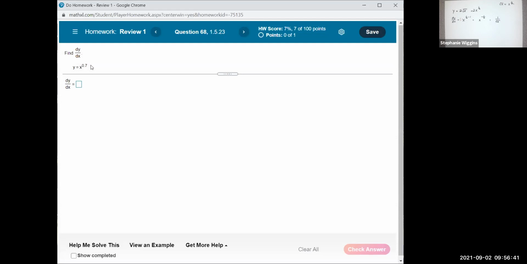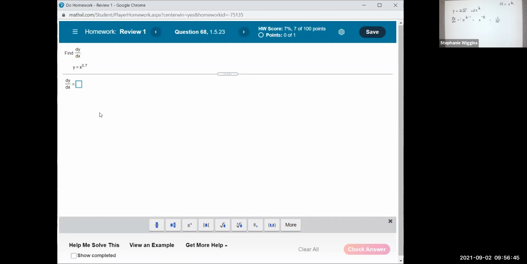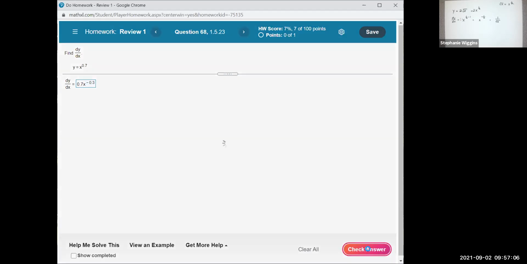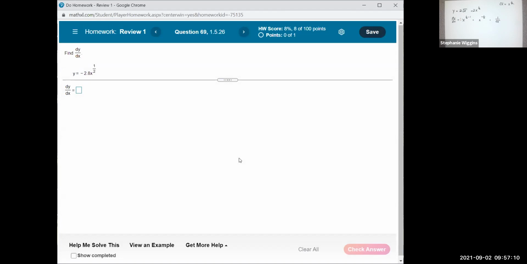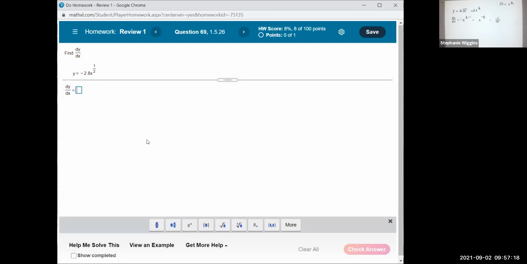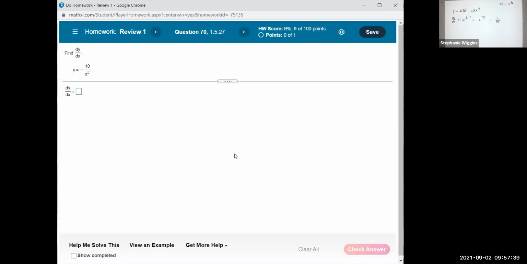And decimals are okay. You just take the decimal out front, so it becomes 0.7, and then you subtract 1 from the power, so it's going to be raised to the power of negative 0.3. Here again, don't be bothered by the decimals or the fractions. Just 1/2 of negative 2.8 is going to be negative 1.4. And then you subtract 1 from 1/2, that gives you negative 1/2. And so you can see how quickly we can do these problems.